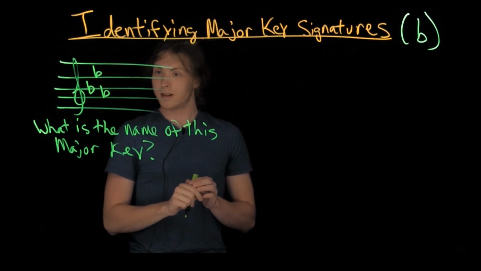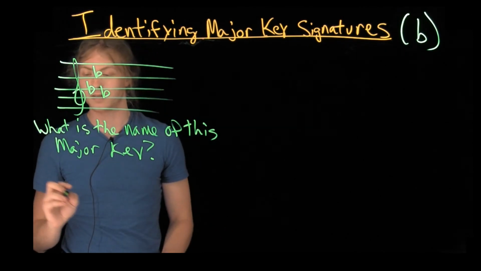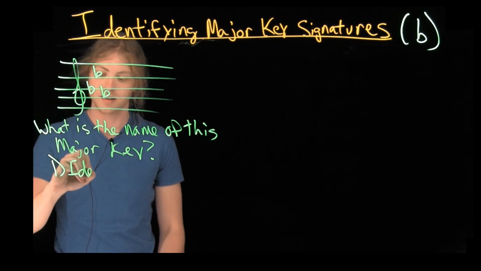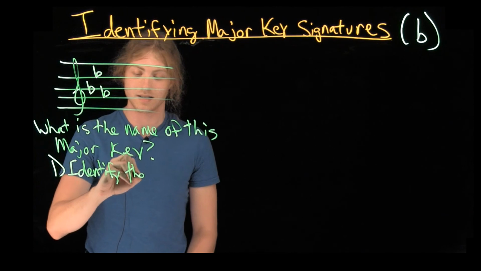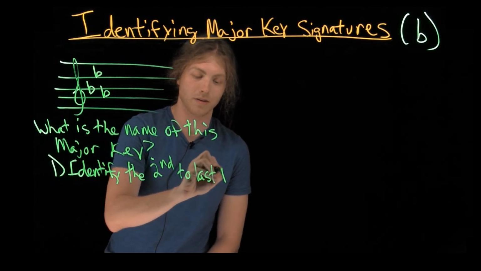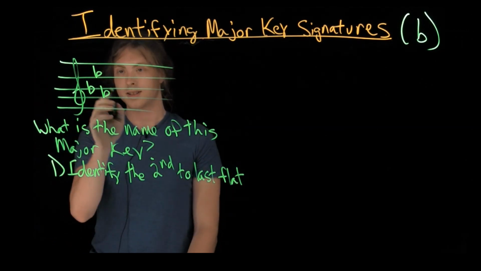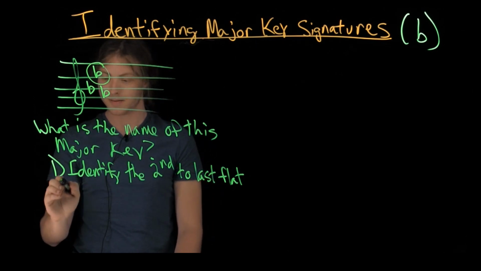So there's a process for figuring this out. And it's actually simpler than for sharps. So the first step is to identify the second to last flat. And again, we're going to read from left to right. So the second to last flat is this one right here, and that's E flat in this case.